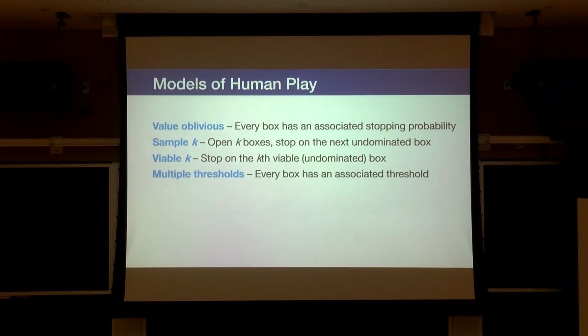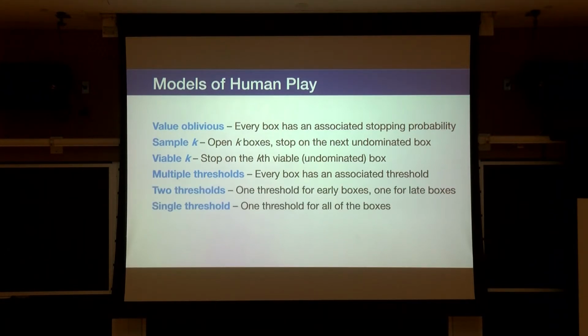We looked at the multiple thresholds model. This is the model where every box has an associated threshold. It's the optimal strategy if you know the distribution. It takes the thresholds as a parameter to be fit. And then we have two simpler versions of this multiple threshold model. We've got one version where all the boxes share a threshold, and another version where the early boxes share a threshold and the late boxes share a threshold.